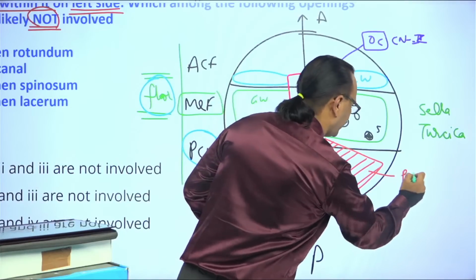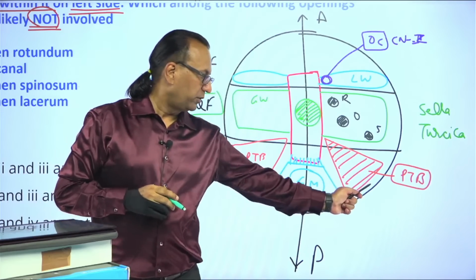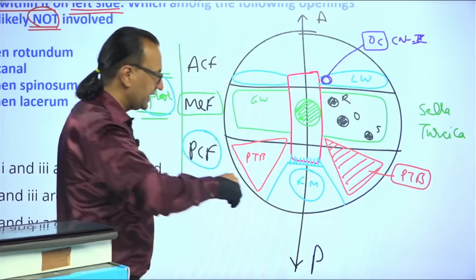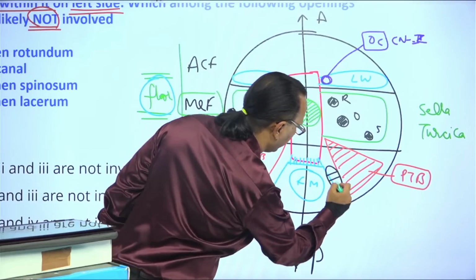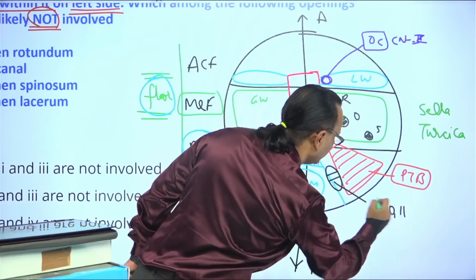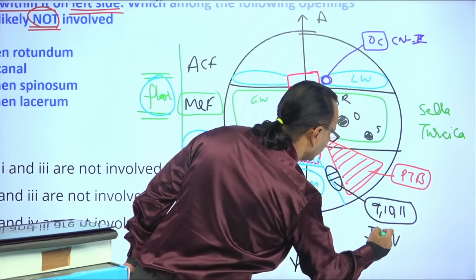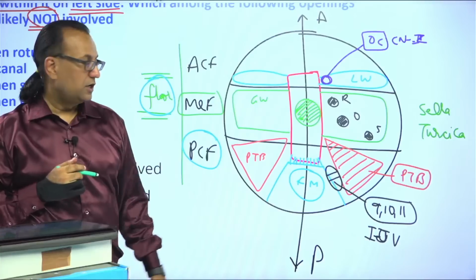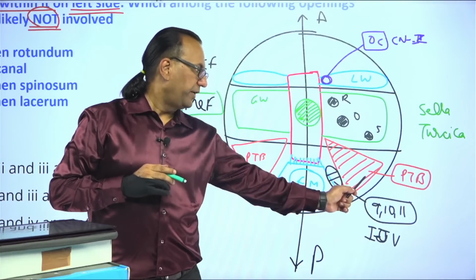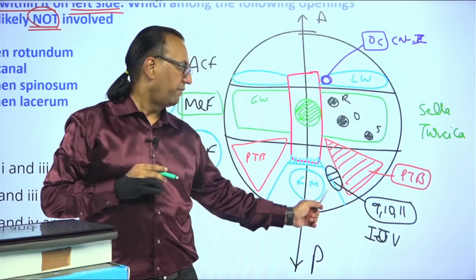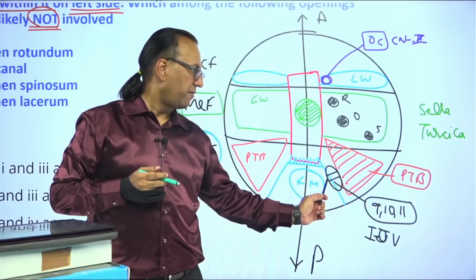And what is between the petrous temporal bone and the occipital bone? Between the petrous temporal bone and the occipital bone is the jugular foramen. And what passes through the jugular foramen? Nerves 9, 10, 11 and the jugular vein, the internal jugular vein. So the jugular foramen is between the petrous temporal bone and the occipital bone, passing the internal jugular vein with the nerves 9, 10, 11.